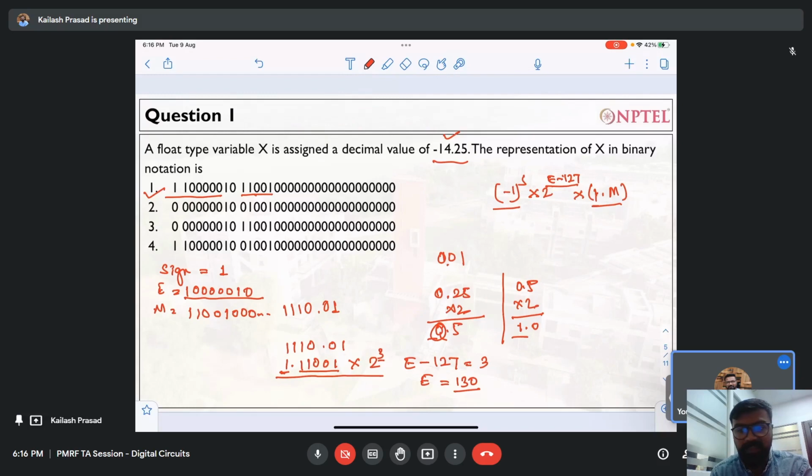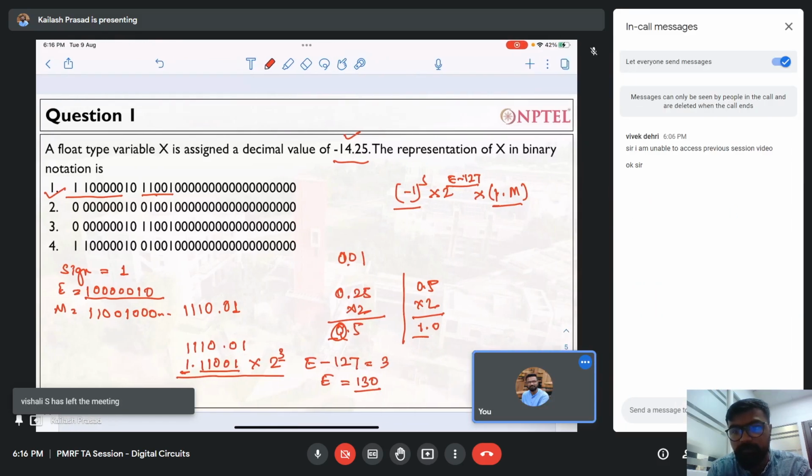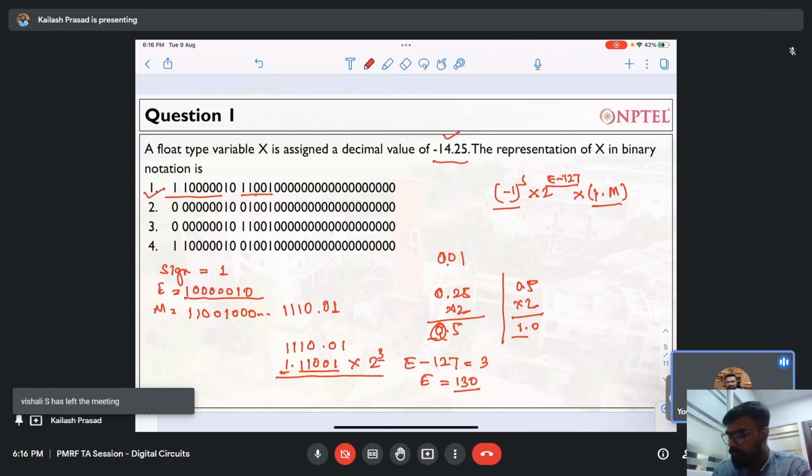Does anybody have any doubt in this particular question, or in how we convert a decimal number into a single precision floating point representation? Did you understand? You can respond in the chat also if you have understood. Sir, can you please repeat the mantissa? How did you get the mantissa? Okay, how did I get this particular part? Yes, sure.